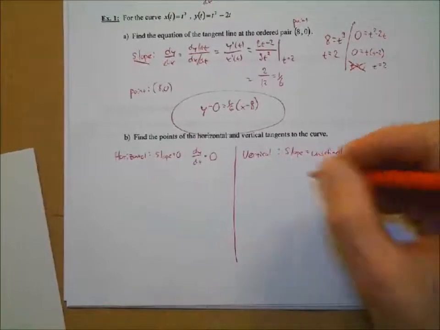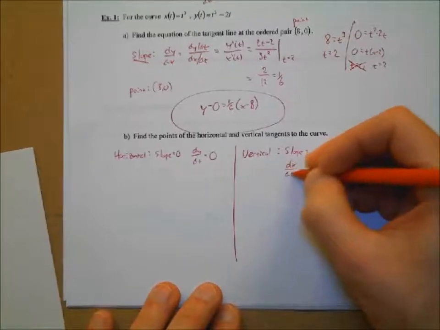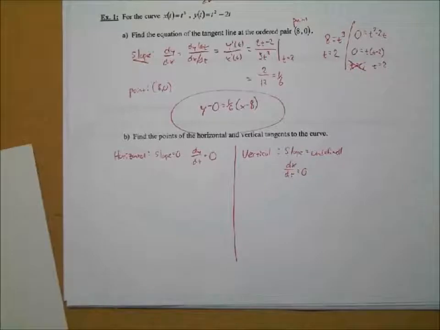Okay, so in other words, that would be dx dt equals 0.